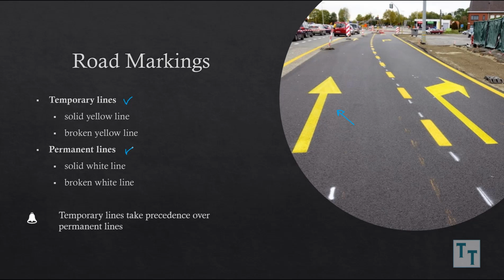Keep in mind, temporary lines take precedence over permanent lines. This means when you have white and yellow line on the same road, you have to follow the yellow line. The white lines and indications are no longer valid. You have to follow temporary lines and indications.